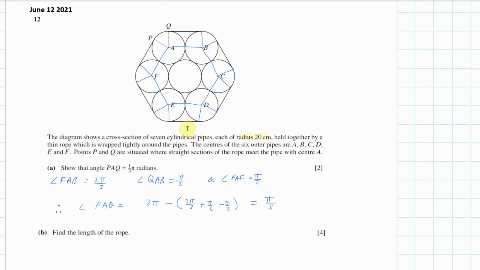Find the length of rope. Okay, cool. So if you look at these bits, I've got a straight bit here, straight bit here, straight bit here, straight bit here, straight bit here, straight bit here. All those are the same, and they're the same as this bit here, which is 2 radiuses. So 6 times, what did we say the radius was? So 6 times 40.